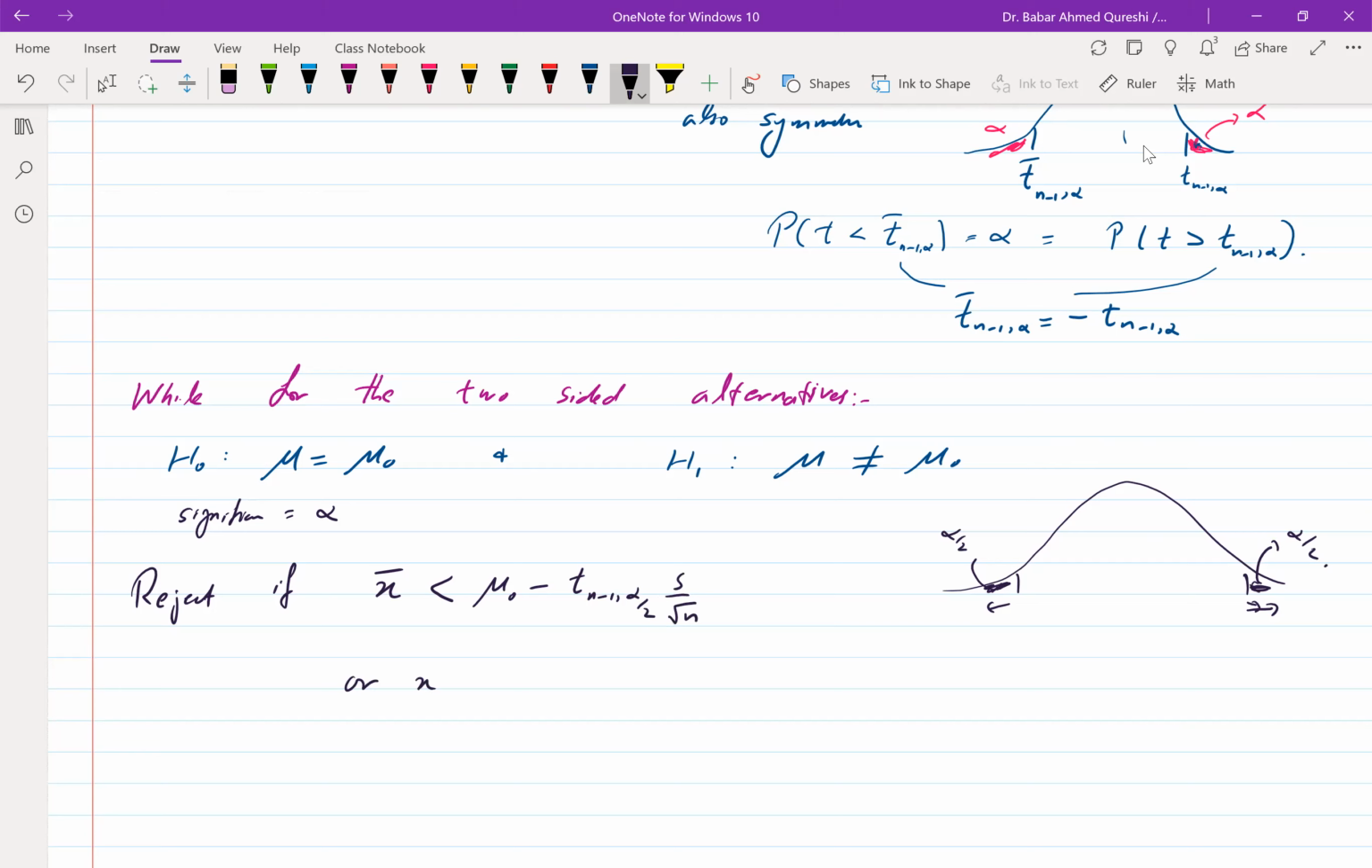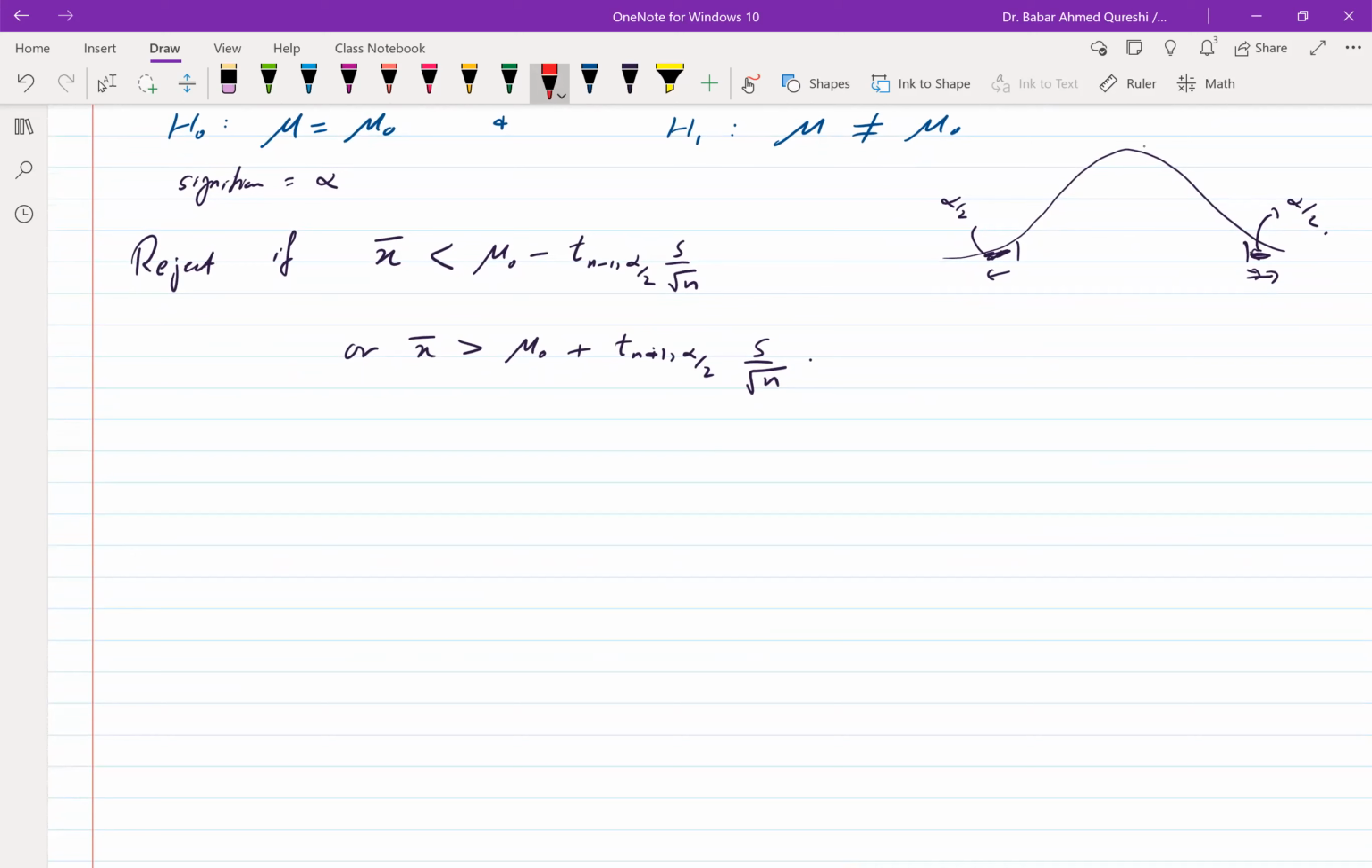Or if your sample average is greater than the upper critical value. So there's literally no other difference, except for replacing the standard normal with the t and replacing population standard deviation with sample standard deviation.